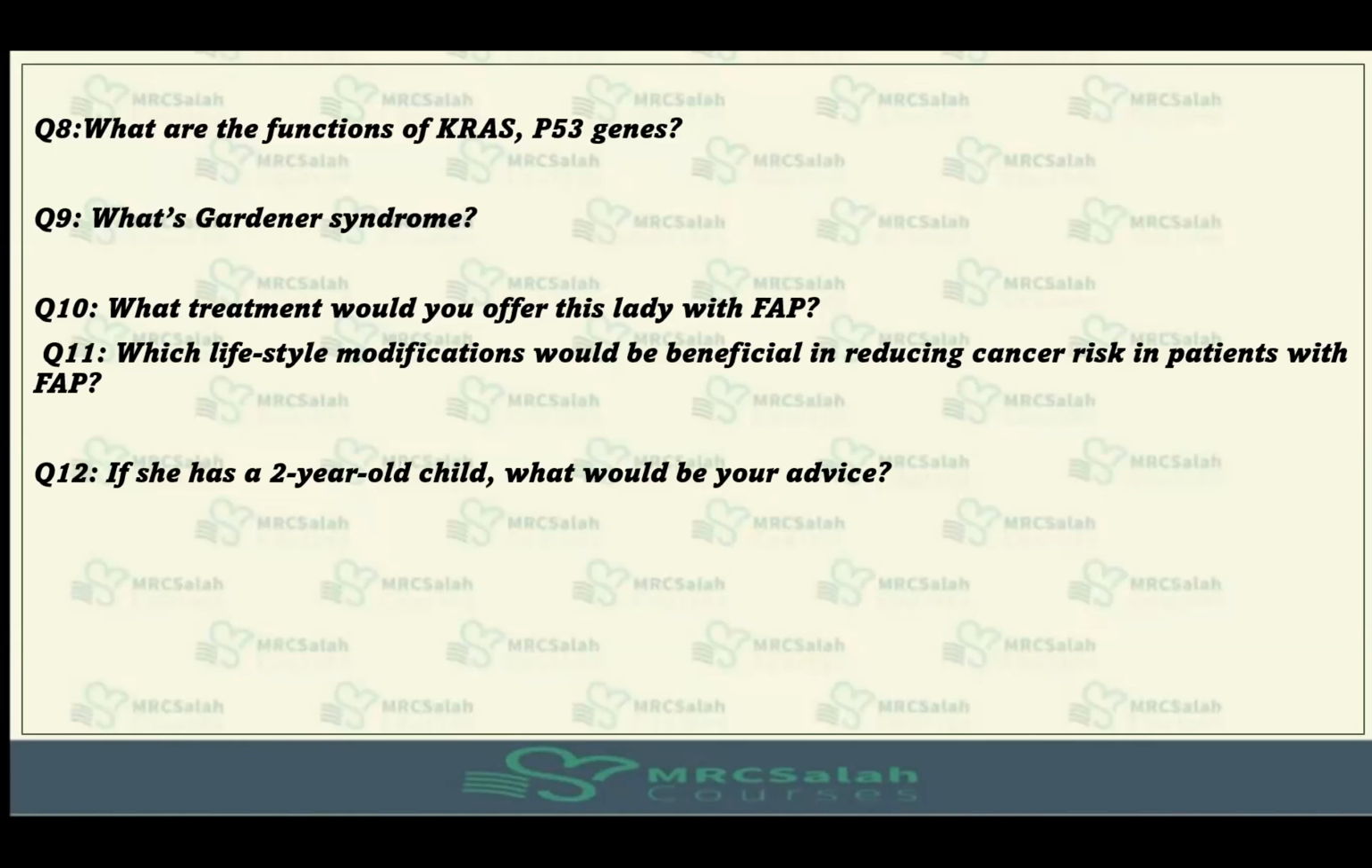Which lifestyle modifications would be beneficial in reducing cancer risk in patients with FAP? I'd recommend a high fiber diet, limiting alcohol, stopping smoking, and reducing fat intake. Yes, great. If she has a two-year-old child, what would be your advice to her? She should have active surveillance by colonoscopy by age 12. Yes, great. Of course, this is a simple answer, but it's more complicated than that.